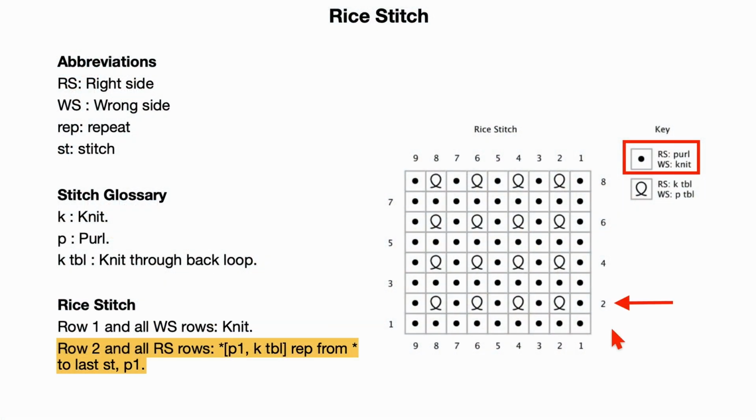Row 2 is the right side. On this side we purl 1 and knit 1 through back loop, and then repeat to the end of the row, and on the last stitch is a purl.